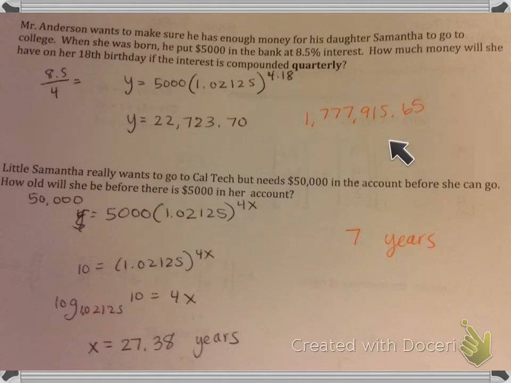Now, if you forgot to solve this as a quarterly interest, the answer that you probably got was this orange one over here, $1,777,915.65. So if this is the answer you got, go back and fix it so that you're compounding with the quarterly interest, not the annual interest.